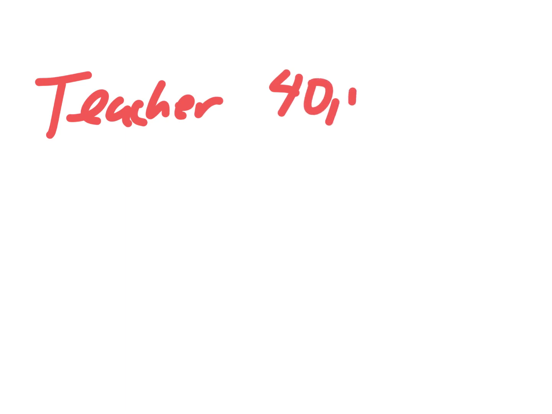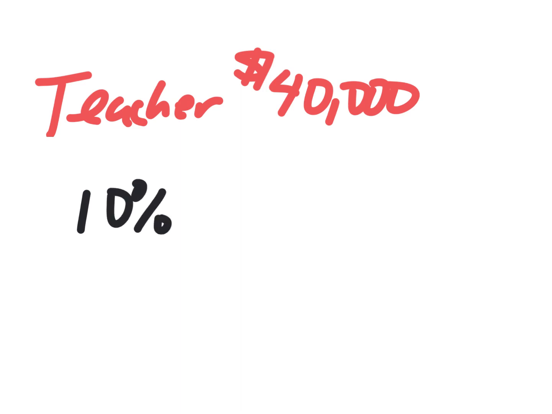Imagine this scenario. Everybody write this down. You're a teacher. I know you probably didn't pick that, but some people did. You're a teacher making $40,000. And then they say this weird thing: 10% is the most you can spend of that. Why can't you spend all your money on, like, a boat?